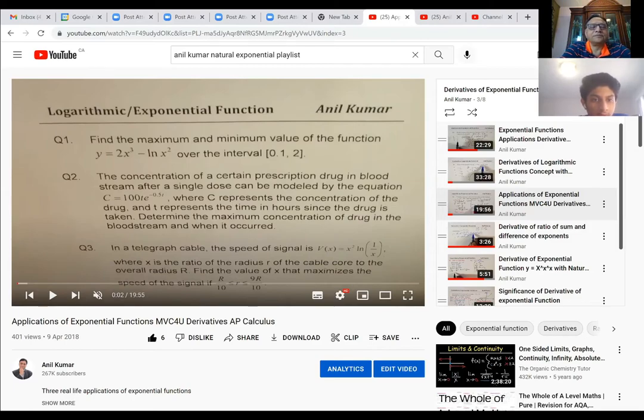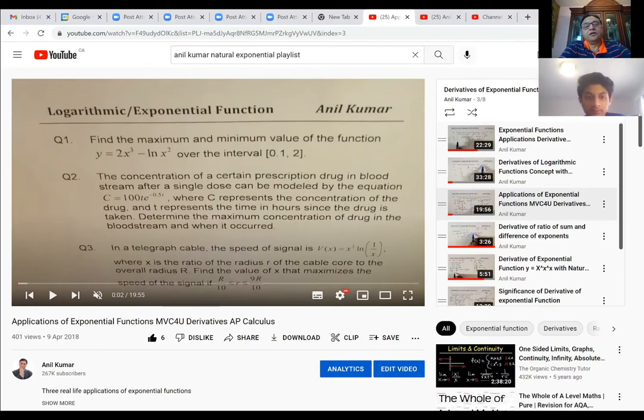Can you please read question number 2 now? The concentration of a certain prescription drug in the bloodstream after a single dose can be modeled by the equation C equals 100t e to the power of minus 0.5t, where C represents the concentration of the drug and t represents the time in hours since the drug is taken. Determine the maximum concentration of the drug in the bloodstream and when it occurred.